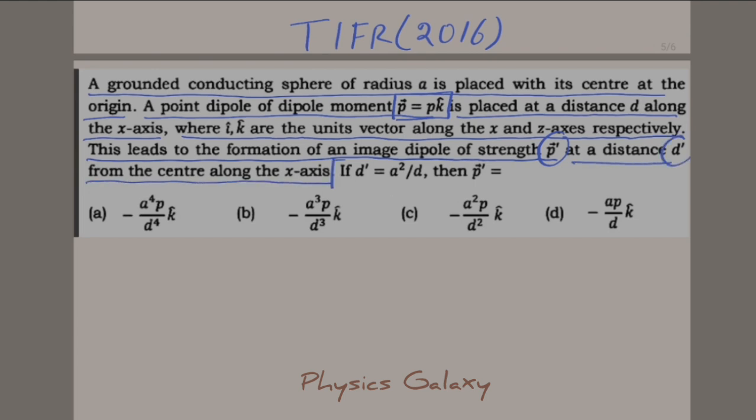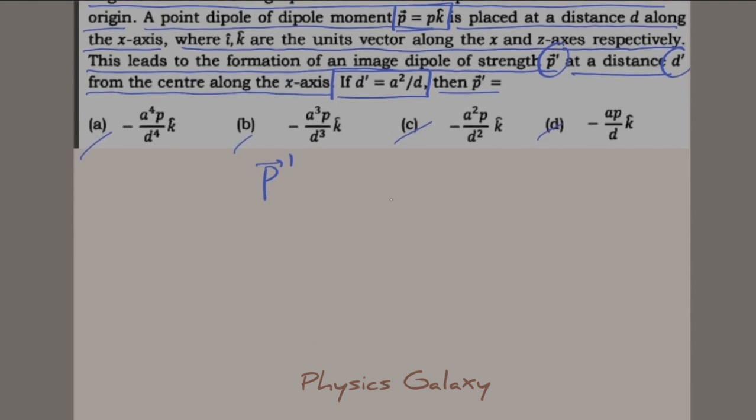If d dash is given by this, then what is the new or image dipole? Okay, so I have to find p dash, and these are our four options. So now let's first of all draw this arrangement.